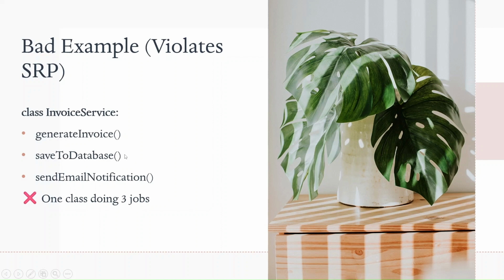Now, this is not right because invoice service should have responsibilities related to invoice only. For example, generate invoice, that is right. But when it comes to save to database, that is not right. This save to database part should belong to another class, for example, a repository. The save to database should be the responsibility of the repository, not the invoice service.